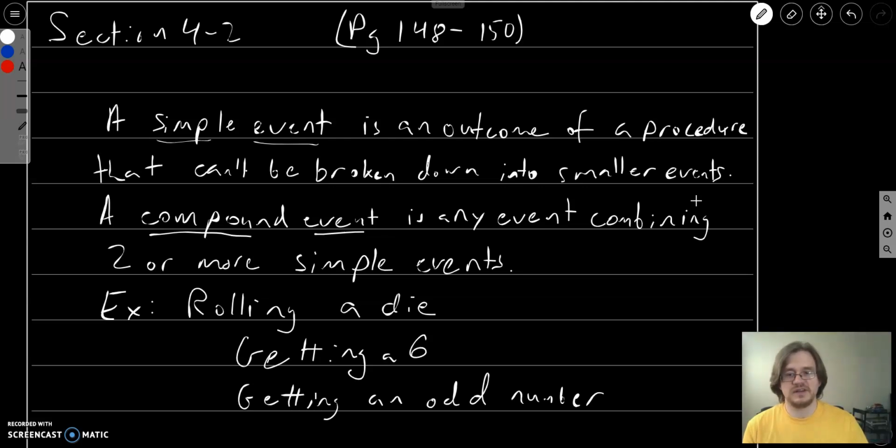We'll begin with some vocab. So we've already seen what a simple event is. It's essentially just any outcome of a procedure that can't be broken down into smaller events.